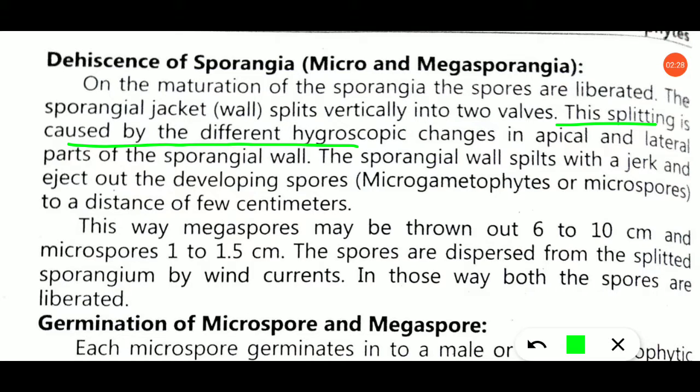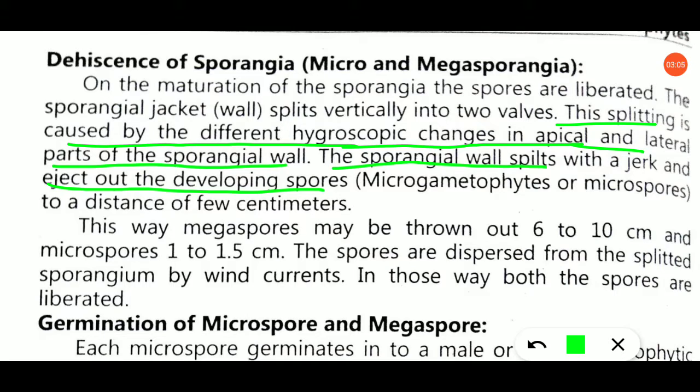Therefore the splitting is caused by the different hygroscopic changes in the apical as well as the lateral part of the sporangial wall. Due to these hygroscopic changes, the sporangial wall splits with jerks and ejects the developing spores. Due to the dehiscence, these spores are liberated and the developing spores come out.